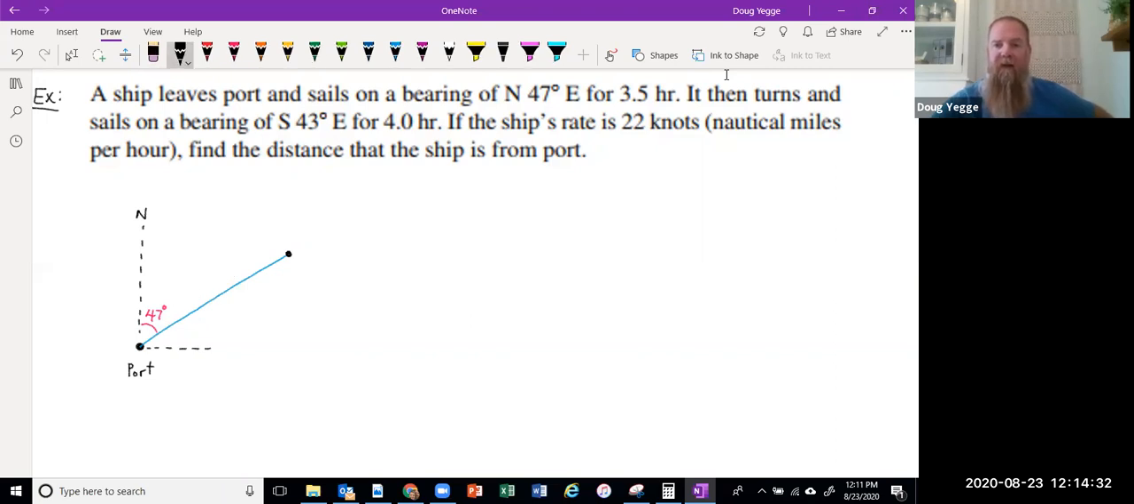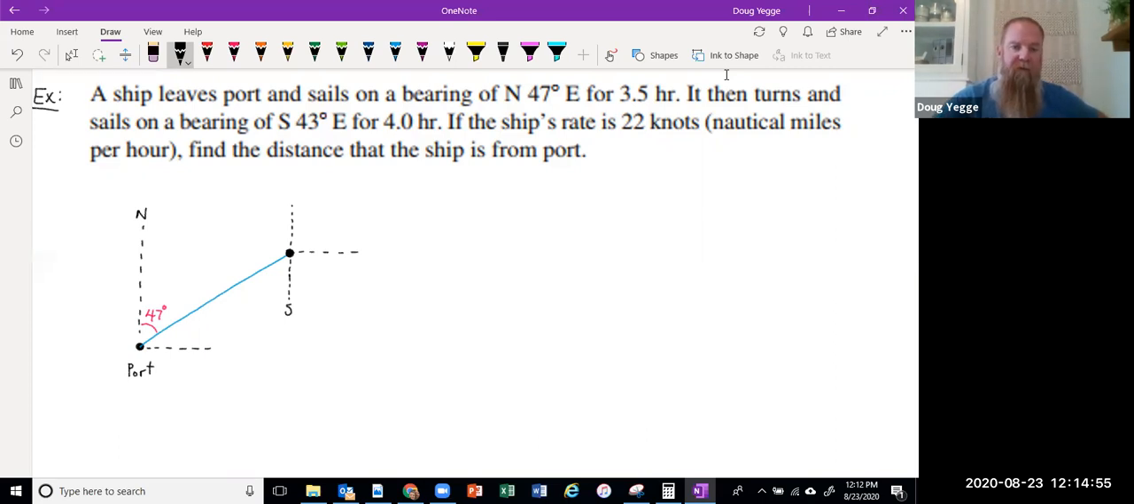But then it says it then turns and sails on a bearing of south 34 degrees east. So now it's at this point. So we've got to draw another bearing line. Okay, so it's pointing towards the south and it's turning towards the east.